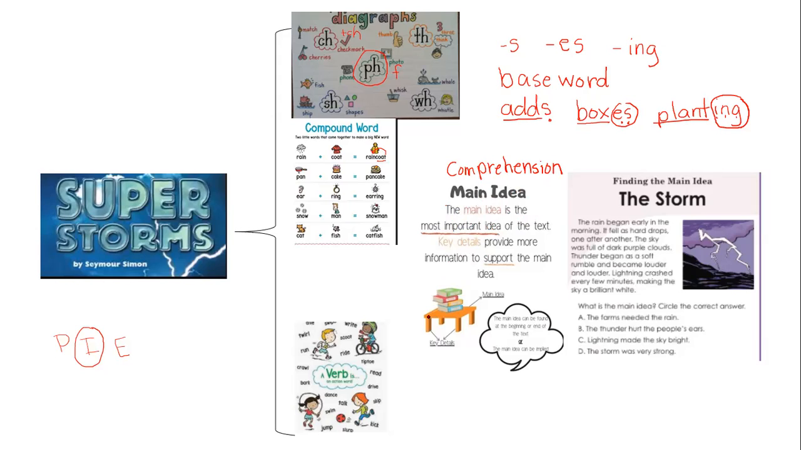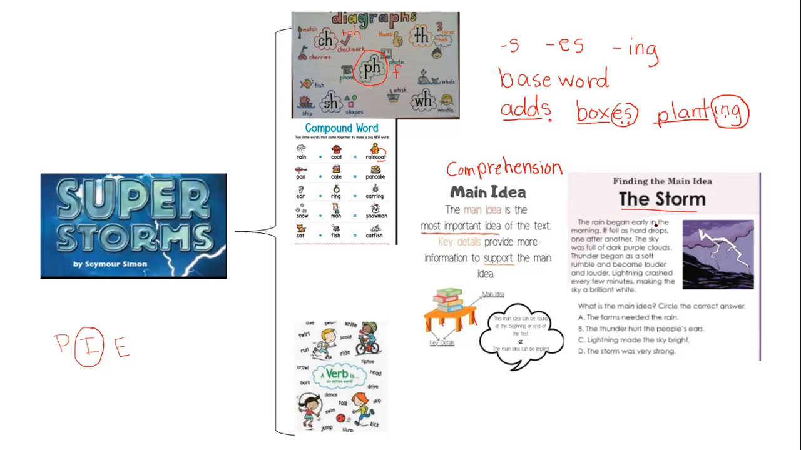And I always think of this as a table. The main idea is the table, and then the legs are the details that support your main idea. I want us to look over here. Here's a little paragraph called The Storm.